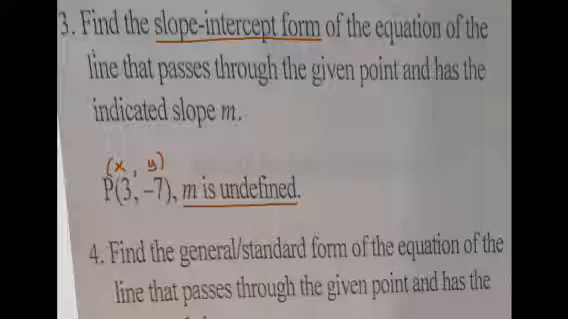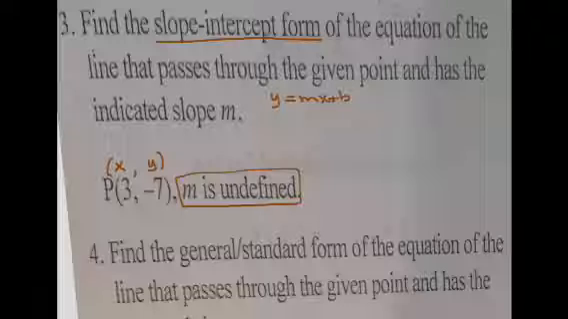Alright, so for number 3, they want an equation of a line in slope-intercept form. Remember, slope-intercept looks like this. And with an undefined slope. Now remember, a line with an undefined slope is a vertical line. So it's actually an x equals line, x equals a constant. So we look at our point right here, and x is 3. So the equation of the line is x equals 3.